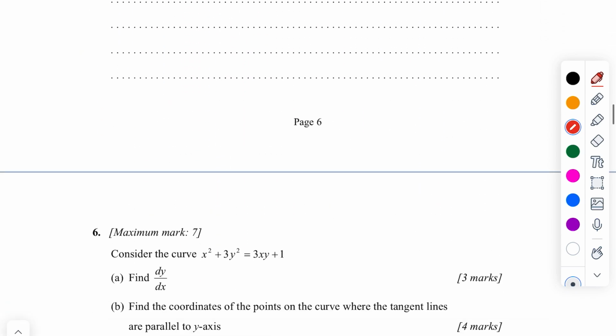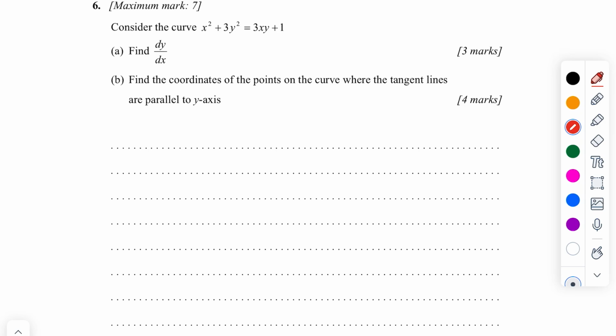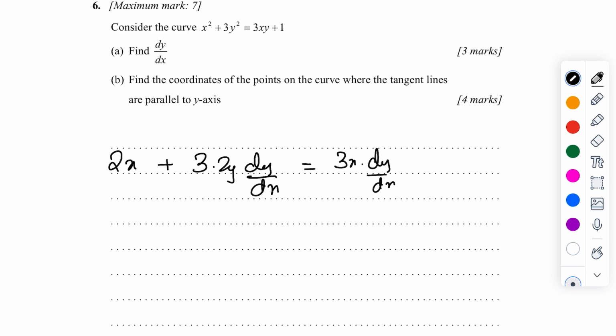Now the last question in this paper 1, paper 6. Consider the curve x squared plus 3y squared equals 3xy plus 1. Find dy by dx. So implicit differentiation: x squared derivative is 2x. 3y squared derivative is 6y dy by dx. Equals 3x times y derivative, which is dy by dx, plus 3y times x derivative, which is 1, plus 1 derivative is 0.